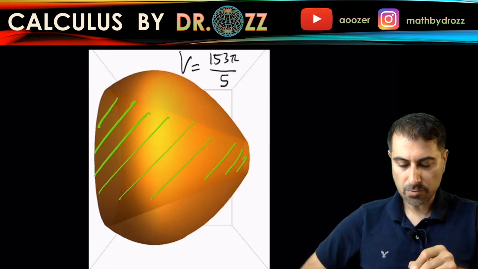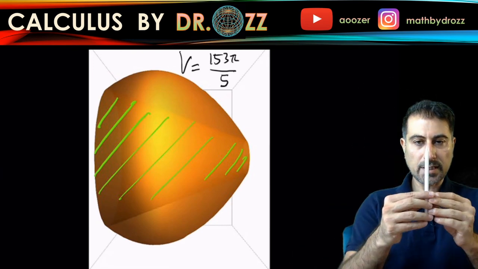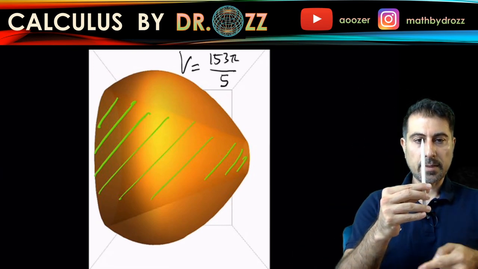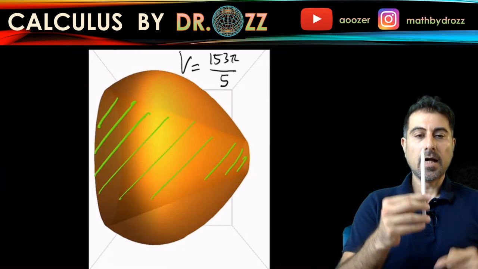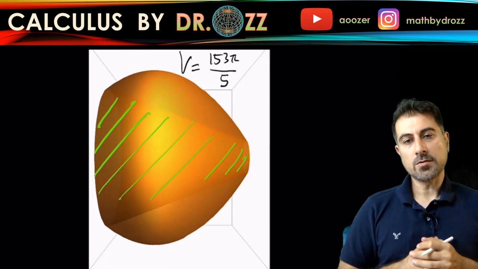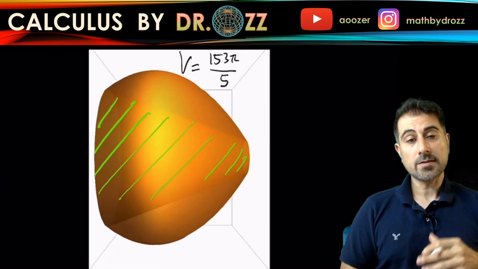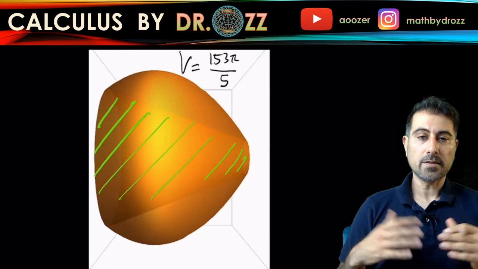All right, so we use the washer method again, and in the washer method, we revolve the slice around the x-axis, but you get a punctured disk after the revolution. So what you need to do is calculate the volume of the outer disk and the volume of the inner disk, and subtract.